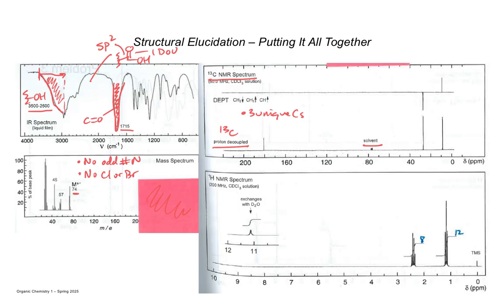The one at 180 belongs to what? So this is the sp2 hybridized carbon. The 2 between 0 and 40 are what hybridization? sp3.